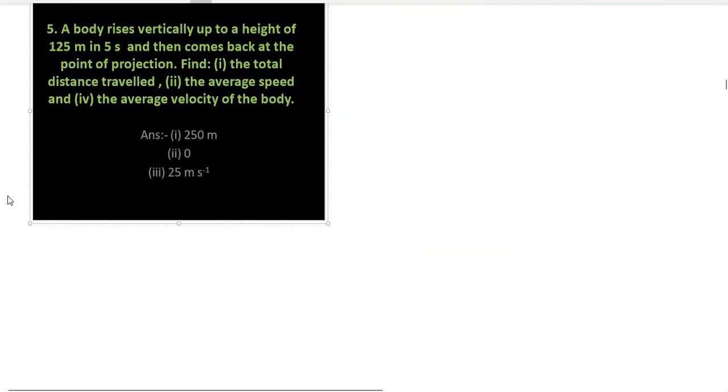A body rises vertically up to a height of 125 meter in 5 seconds. So height, which is the displacement or distance over here, is 125 meter and the time is 5 seconds. And then comes back to the point of projection. So coming back, the distance will also be 125 meter and the time will be 5 seconds for coming back also. Find the total distance traveled.